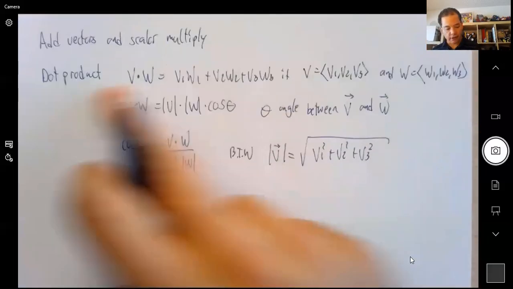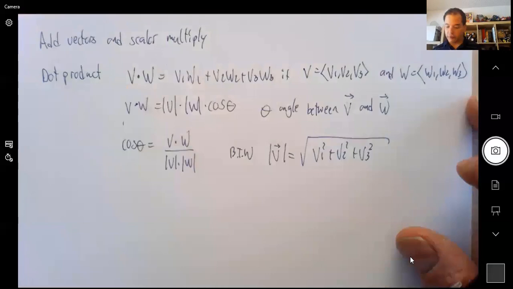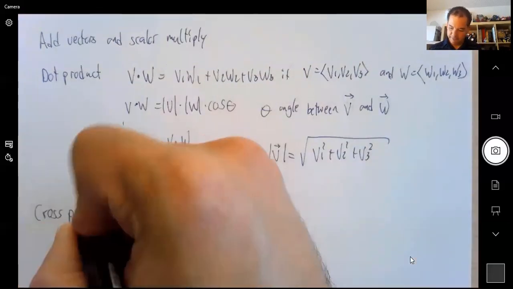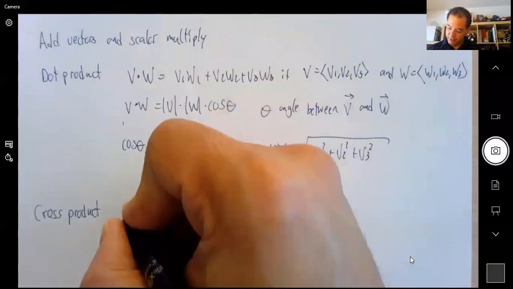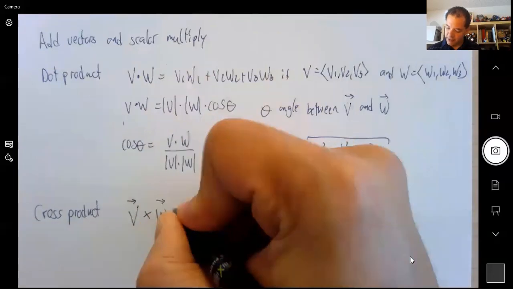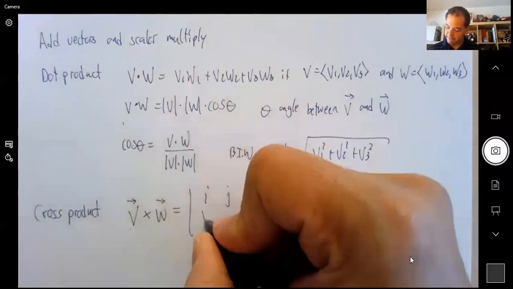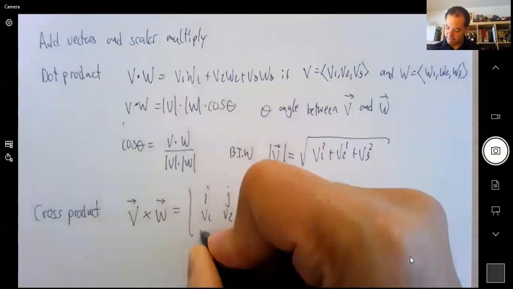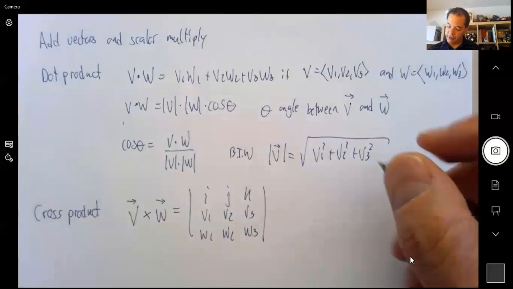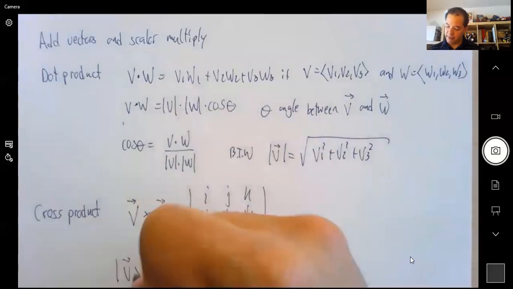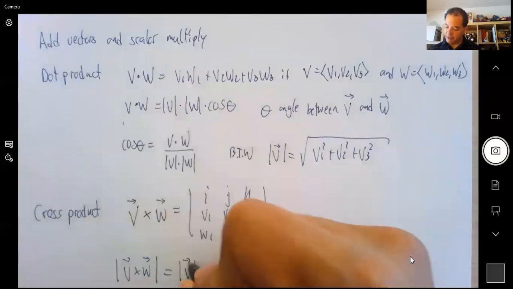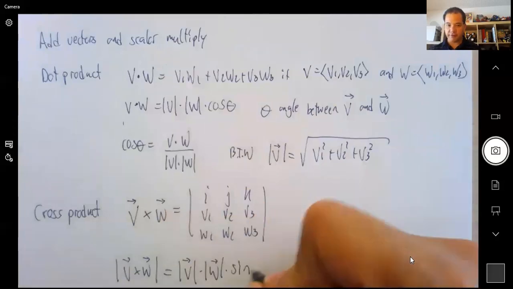Excellent. So that's what you need to know about the dot product. Then we also have the cross product. V cross W is done by doing this determinant, right? And graphically, we know that the magnitude of V cross W is the magnitude of V times the magnitude of W times sine. So this time it is sine.